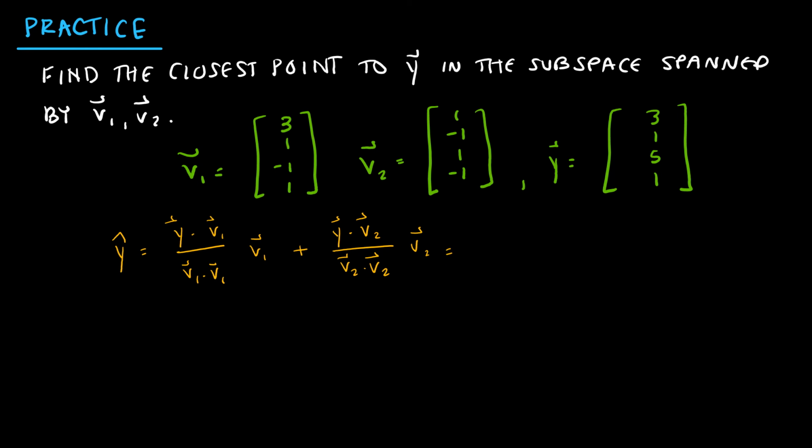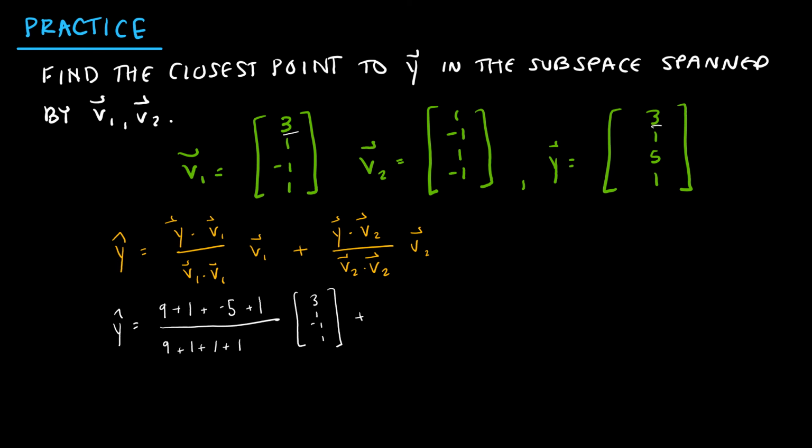So in this case, that is going to be 3 times 3. I'm going to go to the next line because we're going to have a lot of work. So y and v1 gives me 3 times 3, which is 9, plus 1 times 1, which is 1, plus negative 1 times 5, which is negative 5, plus 1 times 1, which is 1, over the dot product of v1 with itself. So that's 3 times 3, plus 1 times 1, plus 1 times 1, plus 1 times 1. And all of that is going to be multiplied by (3, 1, negative 1, 1).